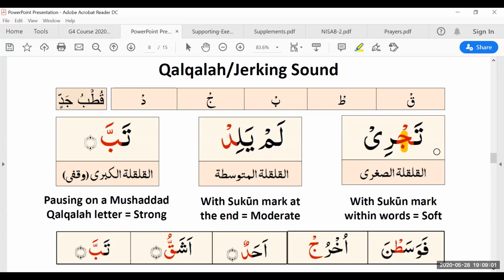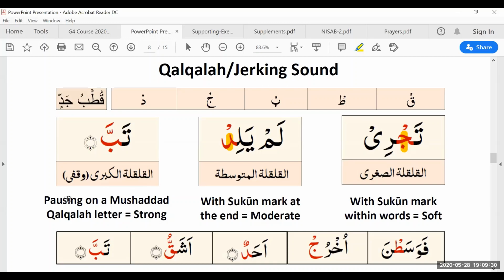Okay, the second one is moderate qalqalah, and this is performed if a letter of qalqalah, in this case dal sakin, appears at the end of a word. So, lam yalid. Okay, so it's moderate. It's not as soft as the first one, but it's not very strong either.